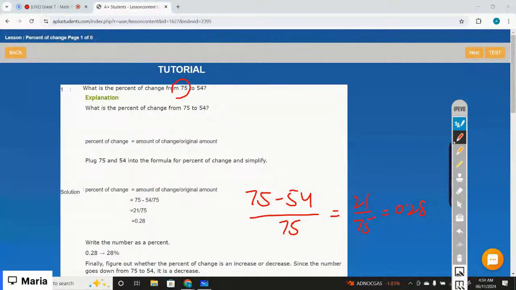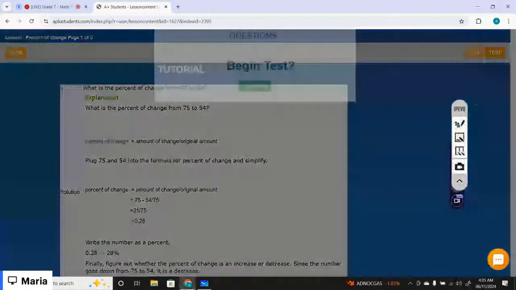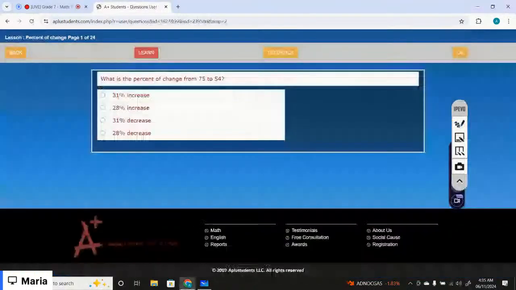You need to calculate the answer in percentage. So multiply it by 100. So the correct option is 28%, right? Let's just start with the test questions. Let's see how we calculate the rate of change, percentage of change. 28% decrease it is, I think, because 75 to 54, that is decreasing.